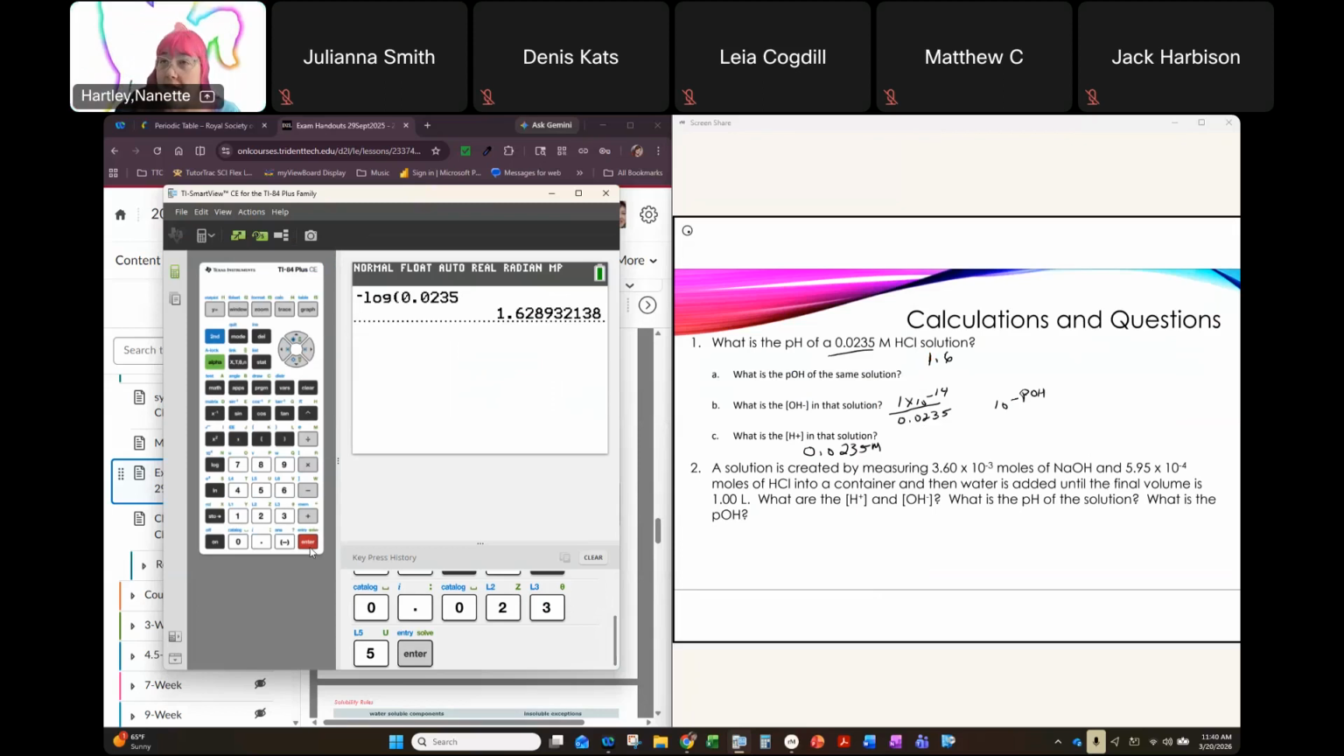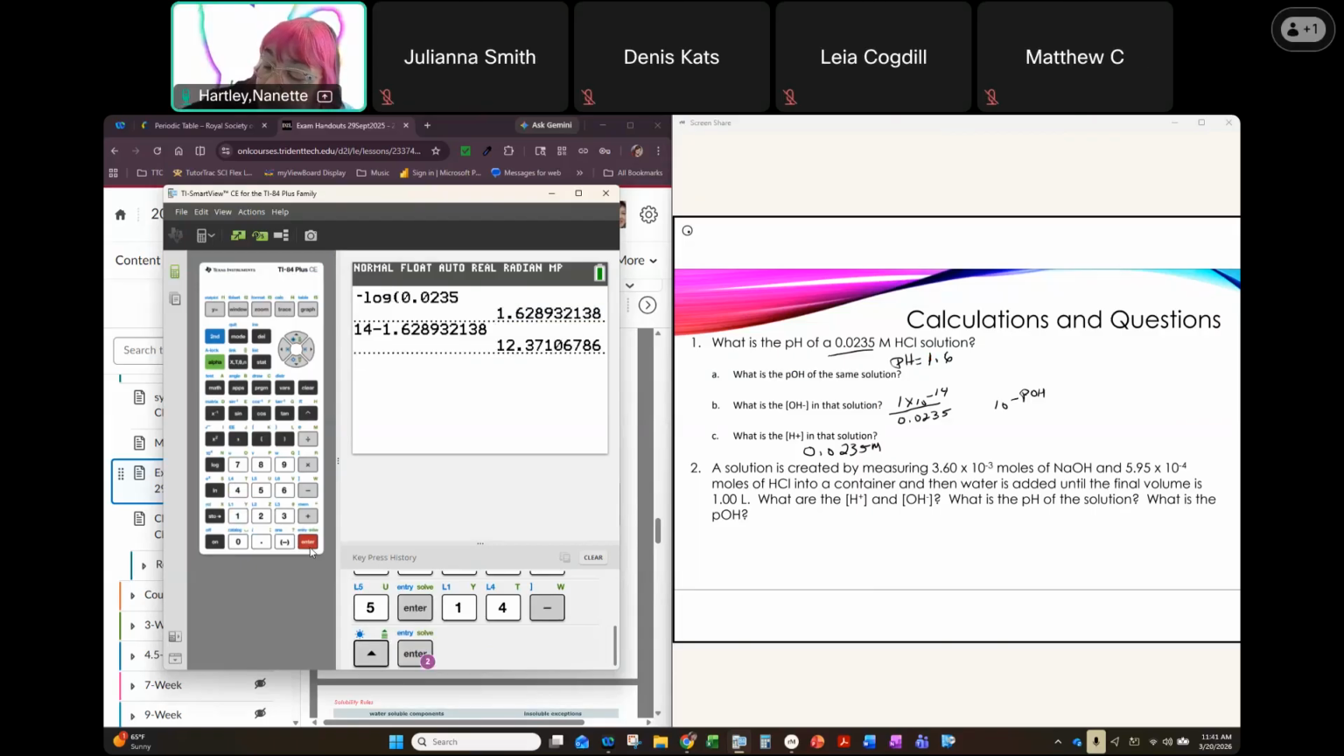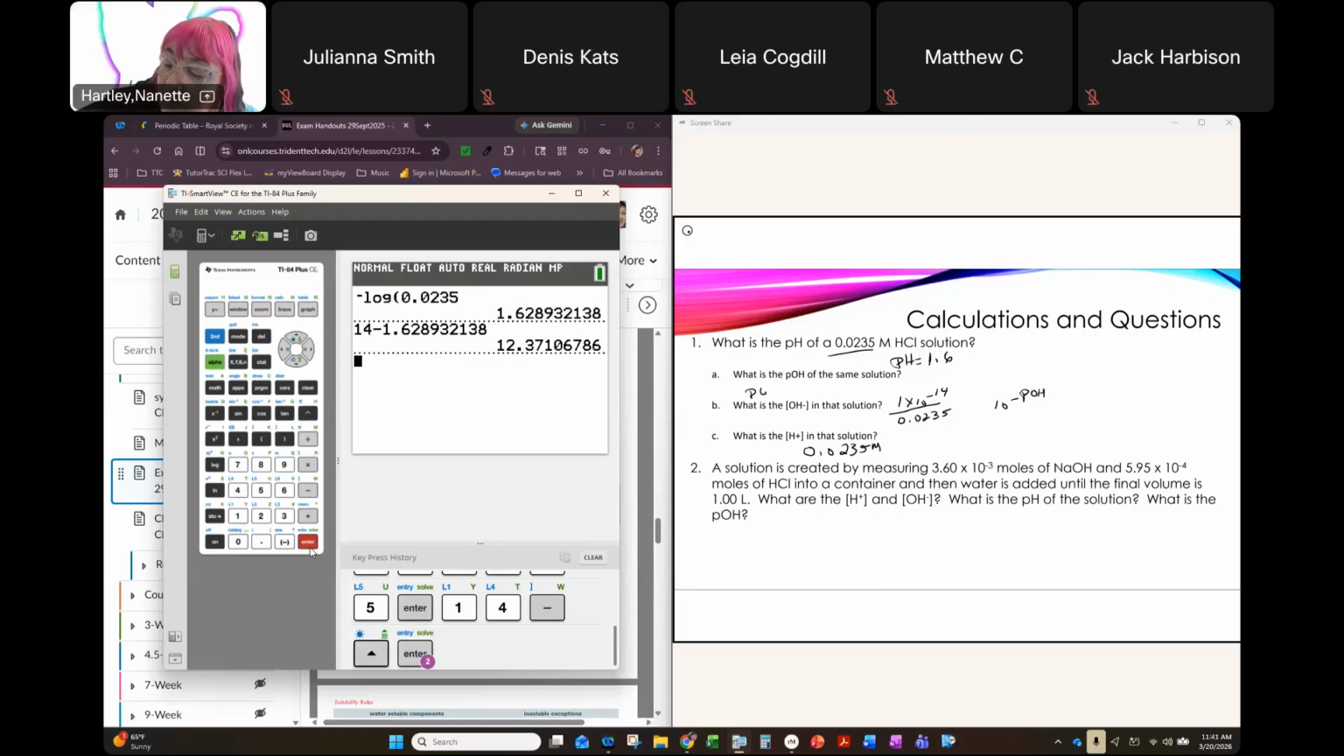So if that's my pH, then I can take my calculator and do 14 minus that lovely number. And that gives me my pOH equal to 12.4.